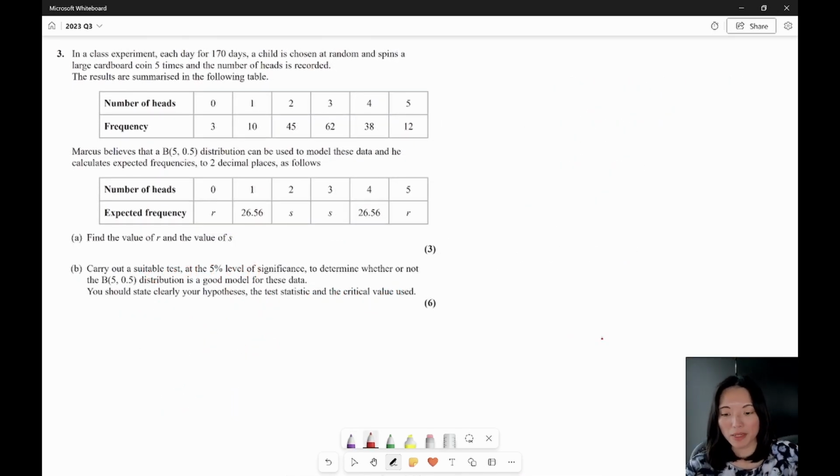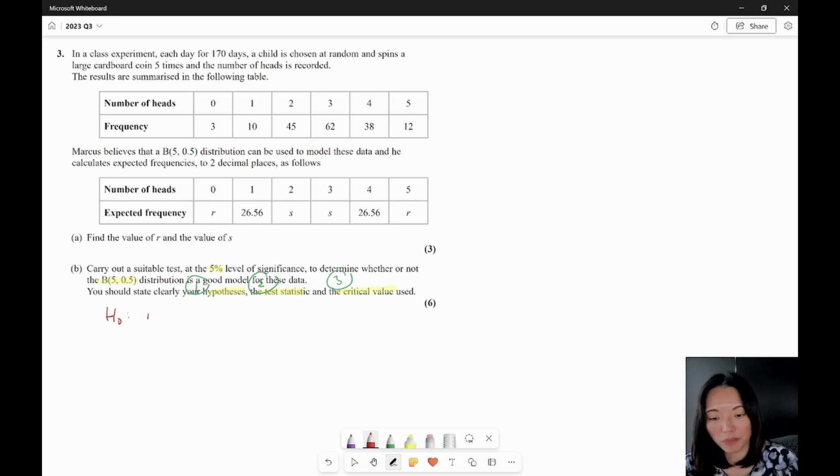Let's look at part B. It says, carry out a suitable test at the 5% level of significance to determine whether or not the binomial 5, 0.5 distribution is a good model for these data. You should state clearly your hypotheses, the test statistic, and the critical value used. So that's important. We need to write out our hypotheses, statistic, and the critical value. So that's great. Let's write down our hypotheses. That should be fairly simple.